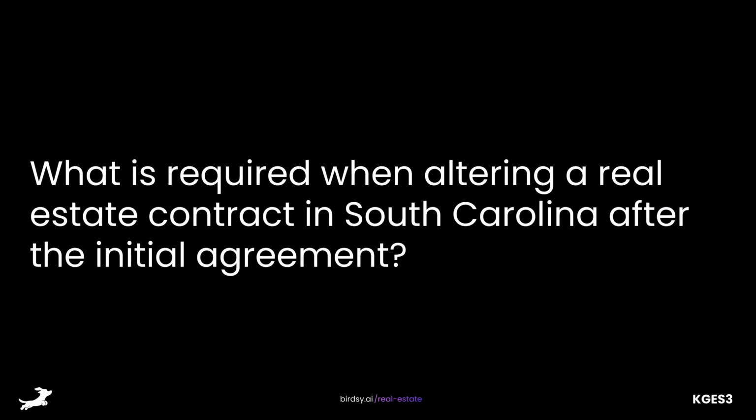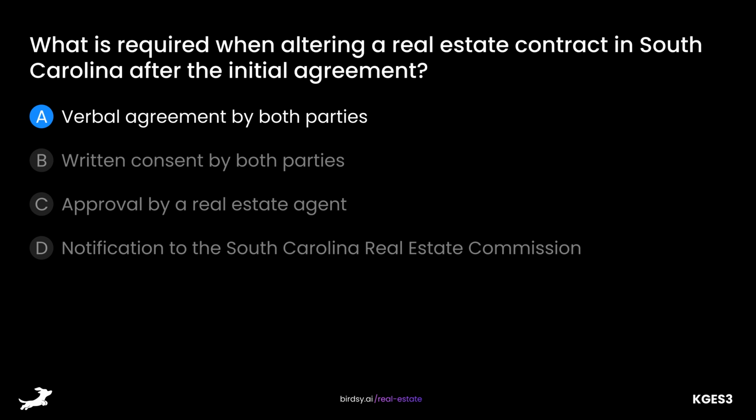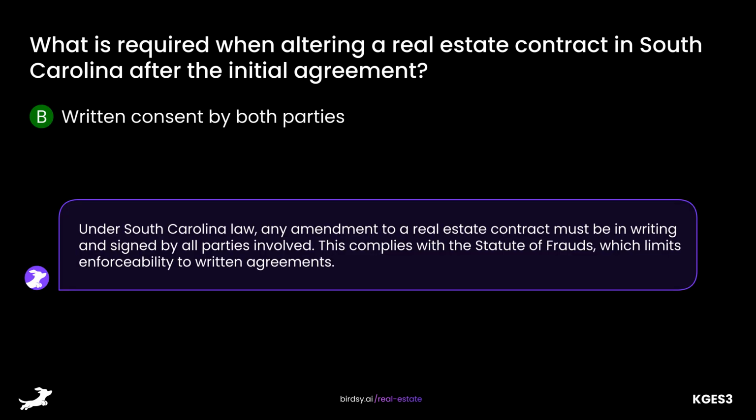What is required when altering a real estate contract in South Carolina after the initial agreement? Is it A, verbal agreement by both parties, B, written consent by both parties, C, approval by a real estate agent, or D, notification to the South Carolina Real Estate Commission? The answer is B, written consent by both parties. Under South Carolina law, any amendment to a real estate contract must be in writing and signed by all parties involved. This complies with the statute of frauds, which limits enforceability to written agreements.